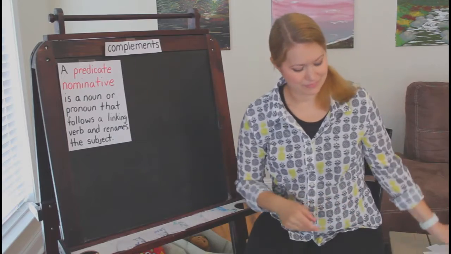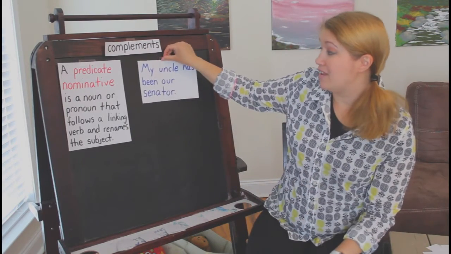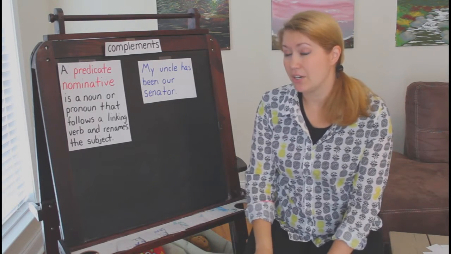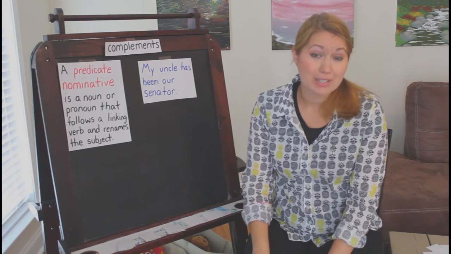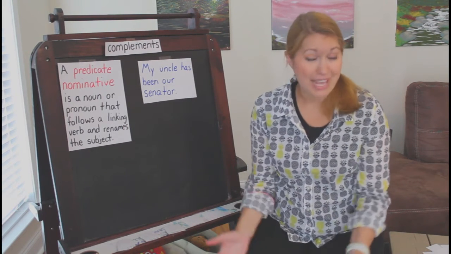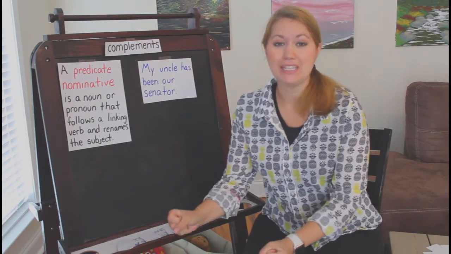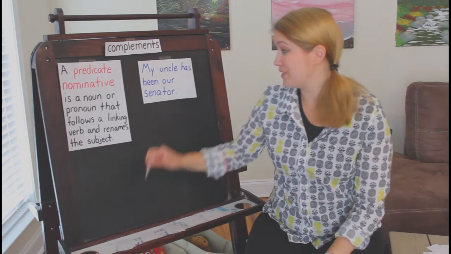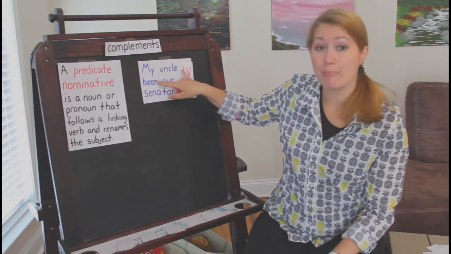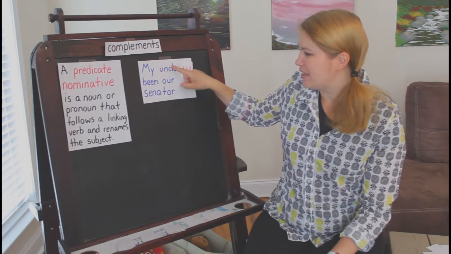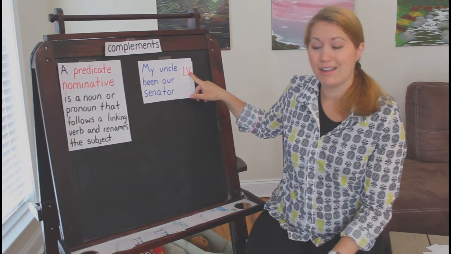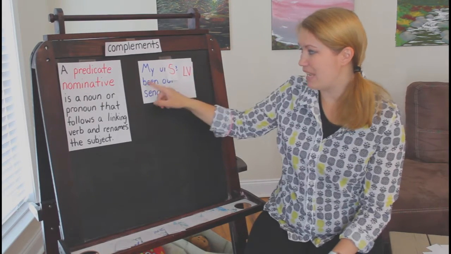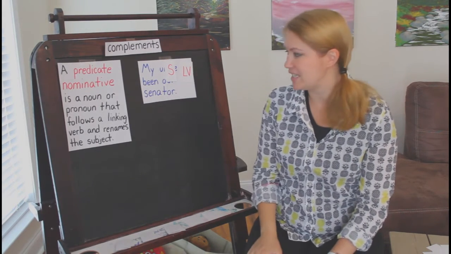My uncle has been our senator. Okay, my uncle has been our senator. What is our verb? Has been. Is that an action, something you're doing? No, in this case it's not. This one is going to be a linking verb. Has been are both linking verbs here. Okay, then we need our subject. Uncle. Okay, so uncle is our subject. My uncle has been, those are both linking verbs. We have a verb phrase there.